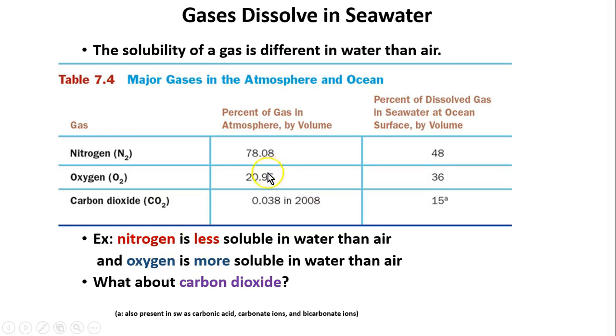If you compare the proportion of oxygen to nitrogen in the atmosphere and oxygen to nitrogen in the water, you'll see that there is proportionally more oxygen in the water than in the atmosphere, and proportionally less nitrogen. With carbon dioxide, you can see it's much more soluble in water than it is in the air, just like with oxygen.